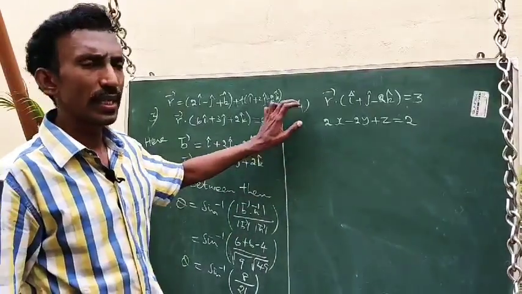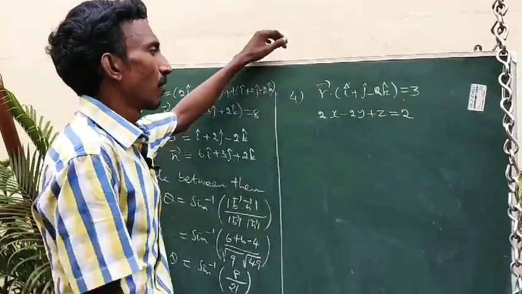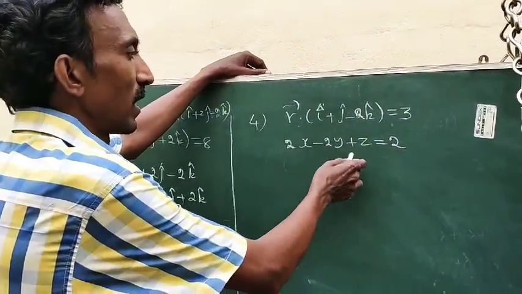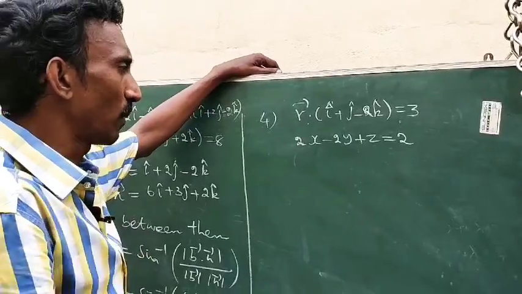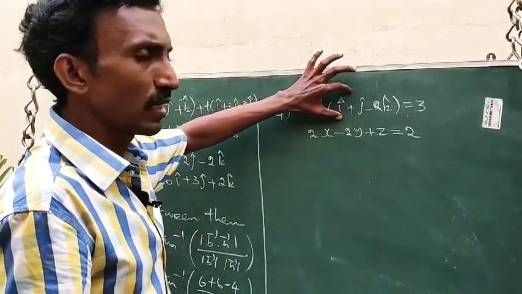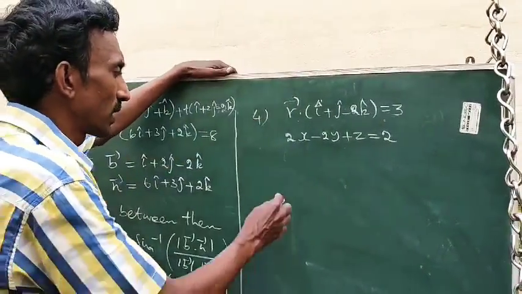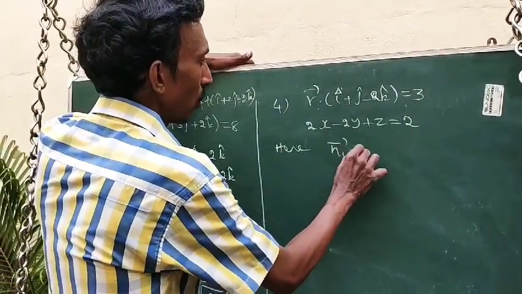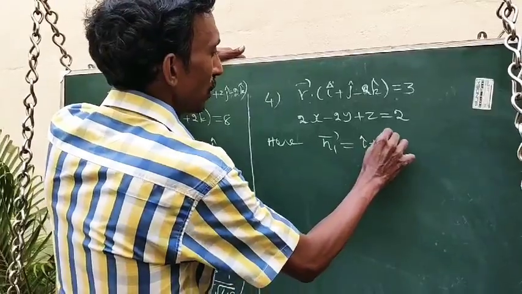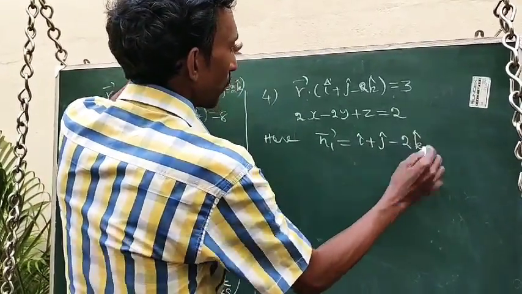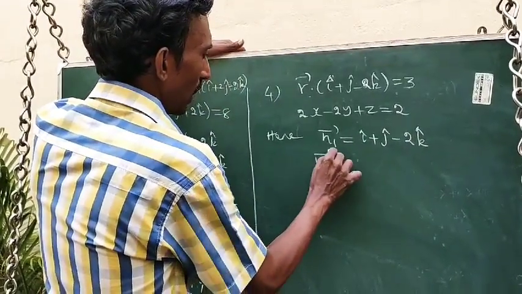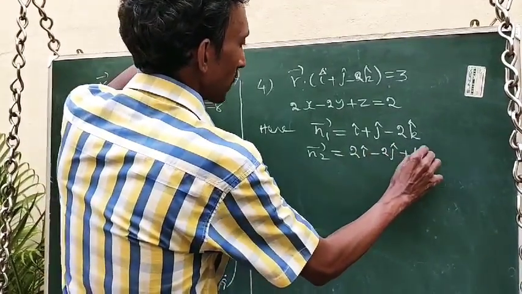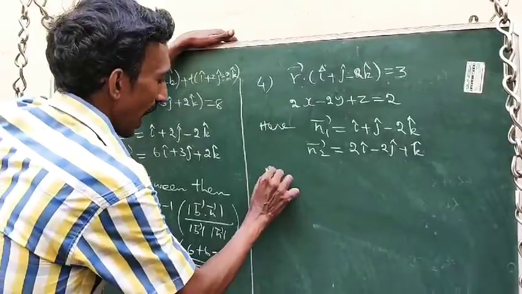Question number 4 in the exercise 6.9. Find out the angle between the planes. So the first one is in the vector form, the second one is in the Cartesian form, no problem. So find out what n1, n2 are from the two equations. So here from the first equation we observe that n1 vector is i plus j minus 2k. Second plane, n2 vector equal to 2i minus 2j plus k.